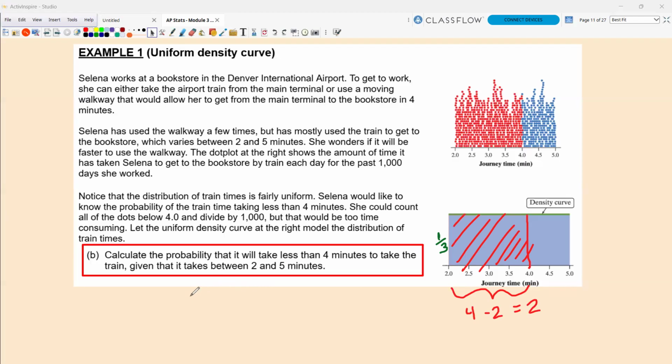So the probability that it's going to be less than 4 minutes in this box, I'll write the symbol out, less than 4, is really just going to be 2 times 1/3, base times height. Well, that's really going to be 2/3, or about 66%.